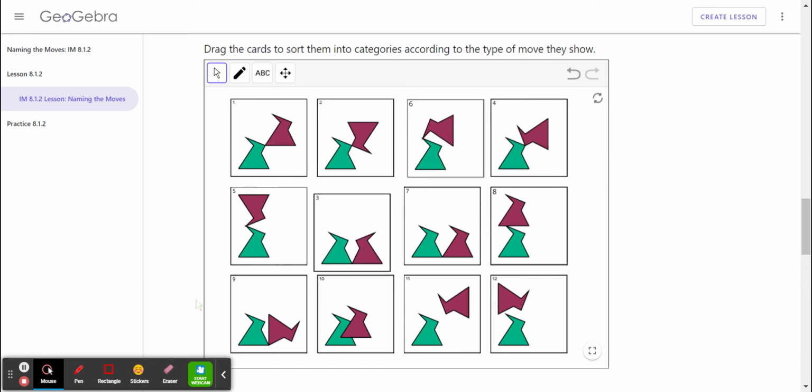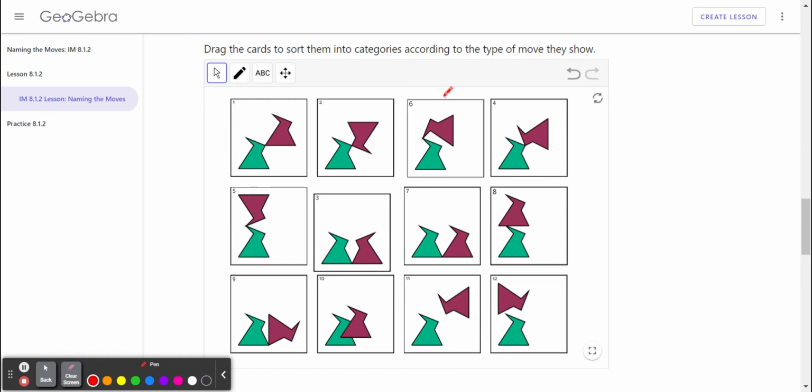6 and 4 are similar, and the reason why is because in 6 and in 4, you are spinning, or rotating, the green shape to produce the red shape. It's just a spin around a point. In 6, it's around this point, and in 4, it's around this point. That's called a rotation. It's spinning around a point.